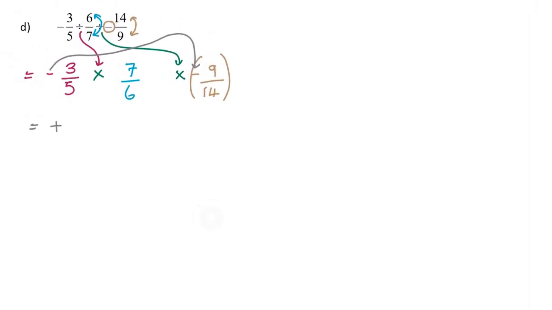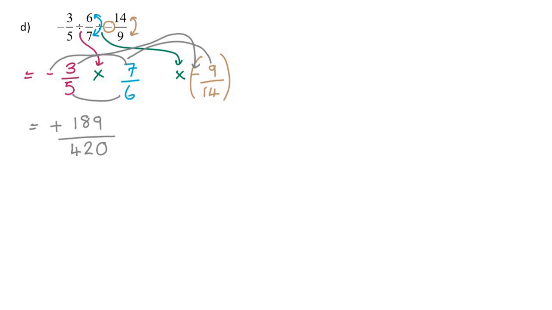Okay, now I've got 3 times 7 is 21. 21 times 9, and the sad thing is you might have to use a calculator to do that, is 189. Divided by 5 times 6 is 30, and then times 14 is 420. So these numbers are now really big again. Now I know both of those are divisible by 3 because I've done my little trick of checking, but that might not be the simplest form.